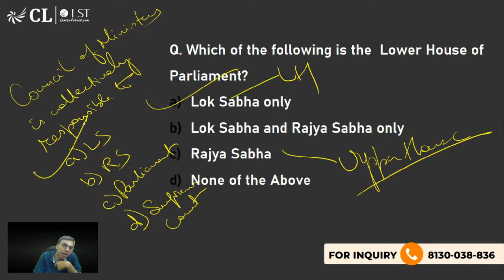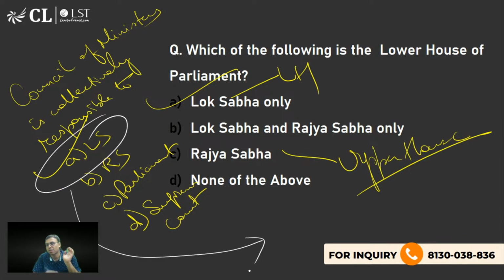Yes, only Lok Sabha. If the option says both Lok Sabha and Rajya Sabha, that is a wrong statement. Only Lok Sabha. But why only Lok Sabha? Why not both the houses? Why should I say that it is only collectively responsible to Lok Sabha? What is the problem with Rajya Sabha? Why should I not write that it is collectively responsible to both the houses? From where is this derived?